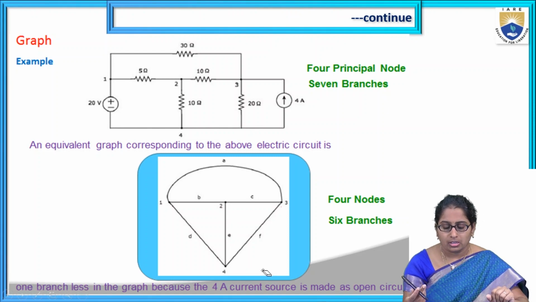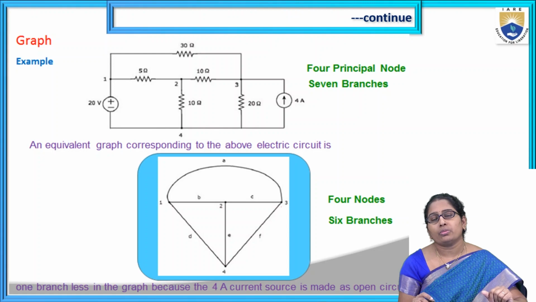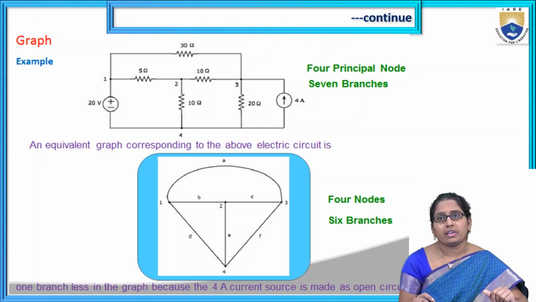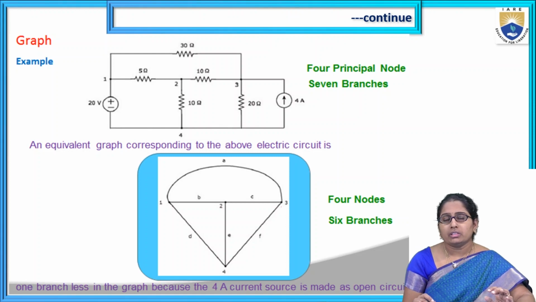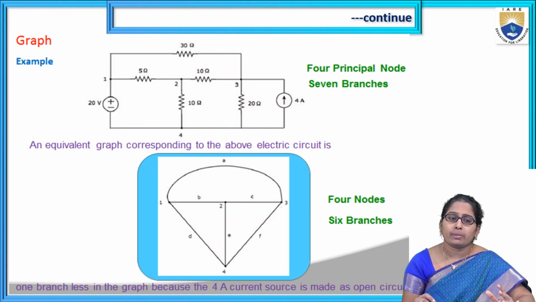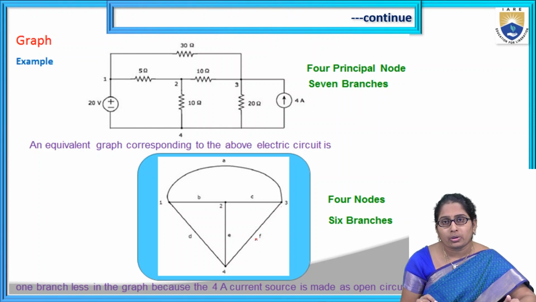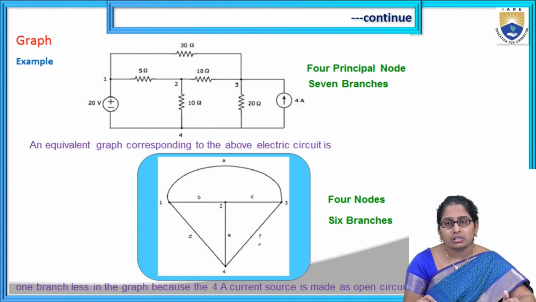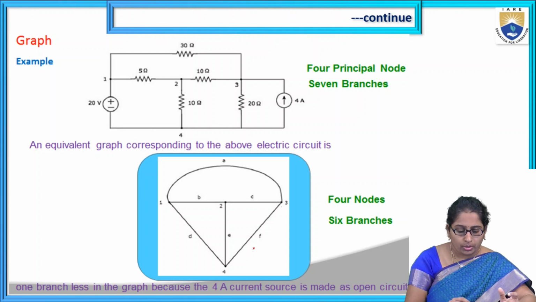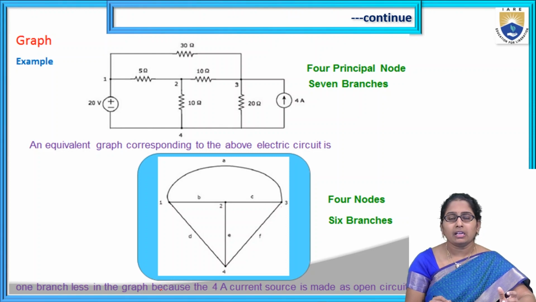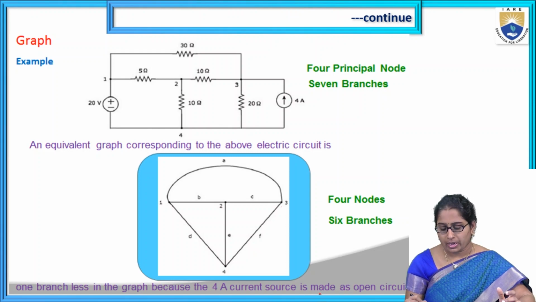Now you can see how many nodes and how many branches are in the obtained graph. The number of nodes in the graph is the same as the number of nodes in the actual circuit. But look at the branches: we have only 6 branches, but in the actual circuit there are 7 branches. That is because the current source is replaced with an open circuit. One branch is less in the graph because the 4 ampere current source is made an open circuit.